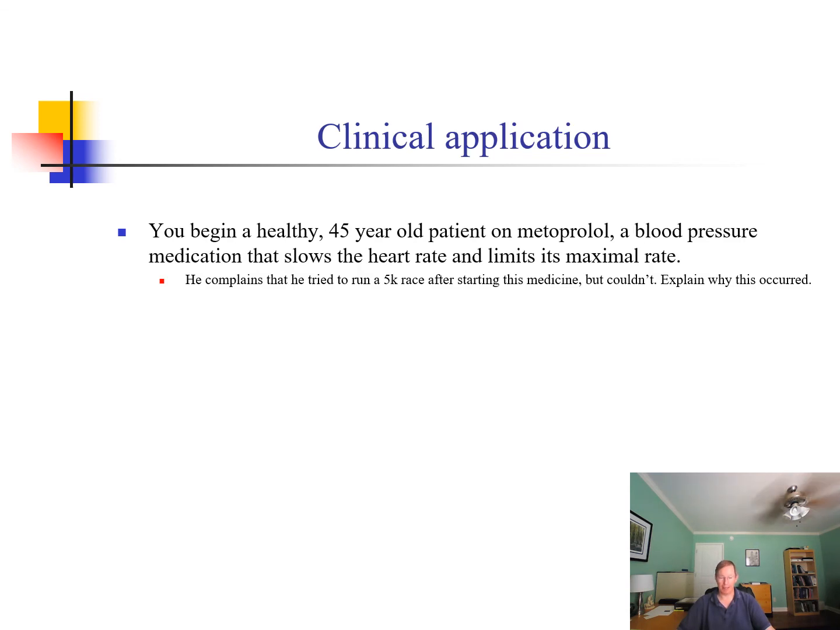So let's talk about an application. Let's say you have a 45-year-old healthy person. You start him on a blood pressure medicine called metoprolol. And this works by slowing the heart rate and limiting the maximum rate at which it can beat. So he goes out and tries to run a 5K race, and he notes that he's just really, really tired. He just can't really run this race. Why did this happen?